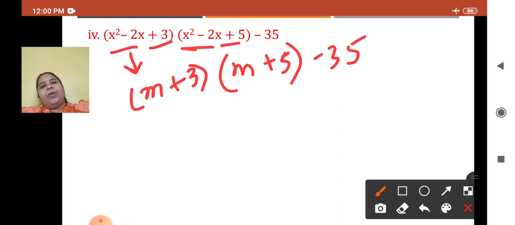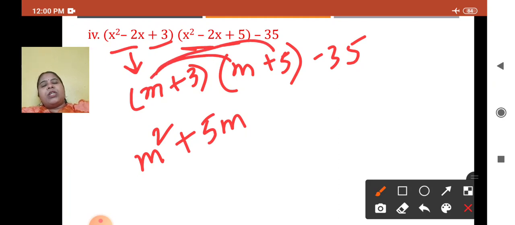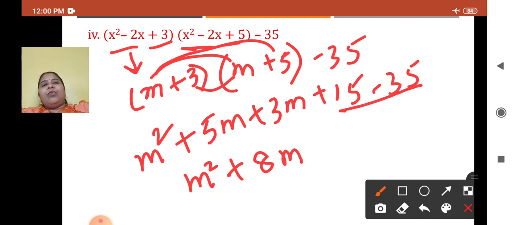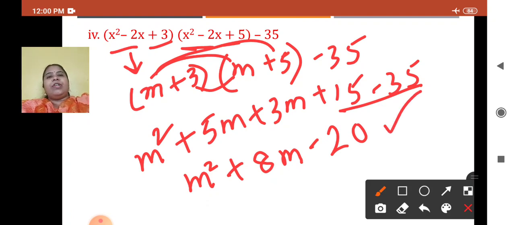Now what? I open the bracket. m into m is giving me m square. m into 5 is giving me 5m. See, I am opening the bracket, multiplying this with both the terms. Now this 3 into m is plus 3m and 3 into 5 is 15 minus 35. So m square plus 5m plus 3m, how much? Plus 8m. And here when I simplify it, what do I get? Minus 20. So now this is a quadratic trinomial which can be factorized and you will get the answer.